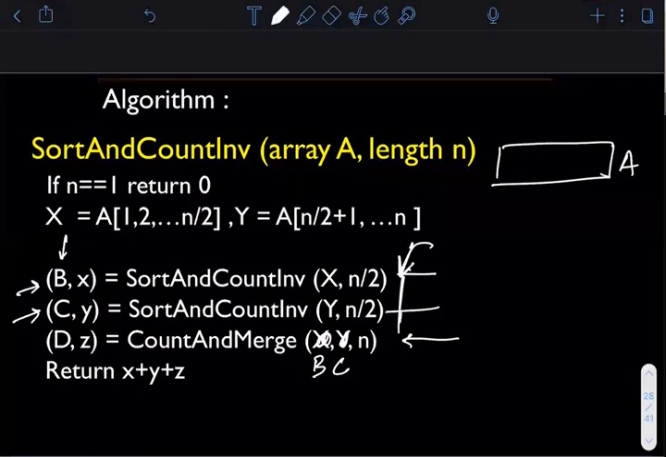Yeah, n half plus 1 should be correct, I think. I'm just applying the number of elements to the two recursive calls.